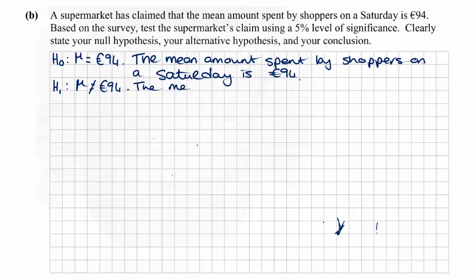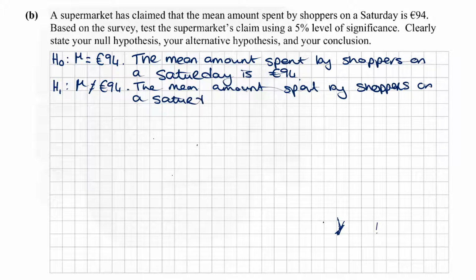So we say again the same thing. The mean amount spent by shoppers on a Saturday is not, and that's important, 94. So this here is our null hypothesis and alternative hypothesis. We then need to test it.